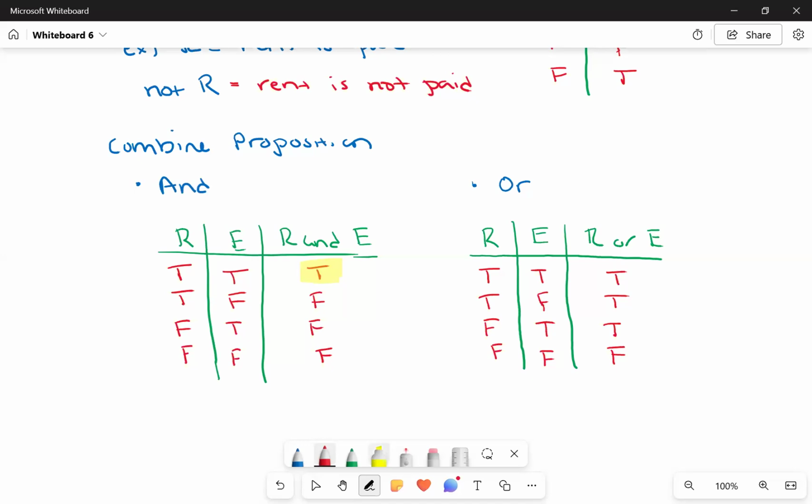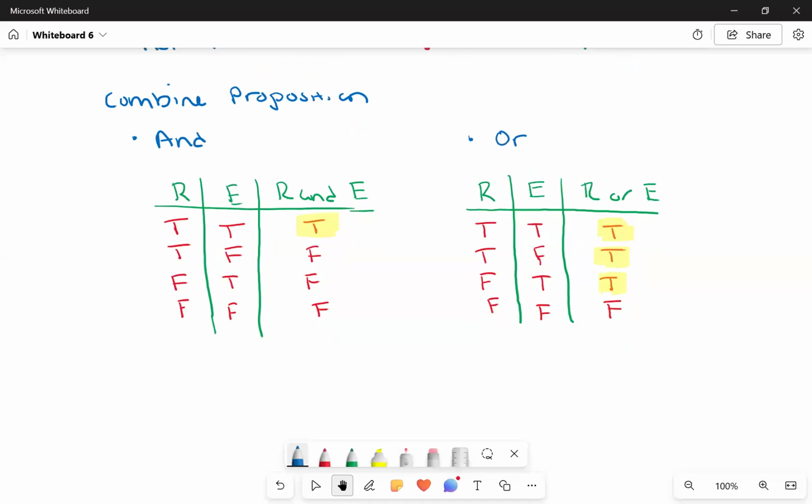Therefore, the "or" statement allows more true outcomes than the "and" statement. So the "and" is more strict than the "or." It has stricter rules. Both have to be true in order for it to work. With "or," we have a little bit more flexibility.